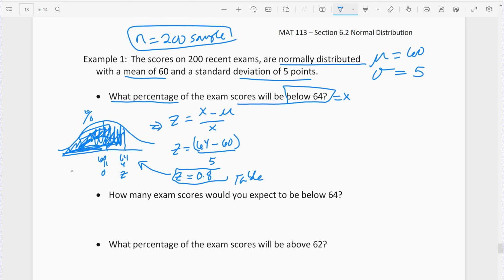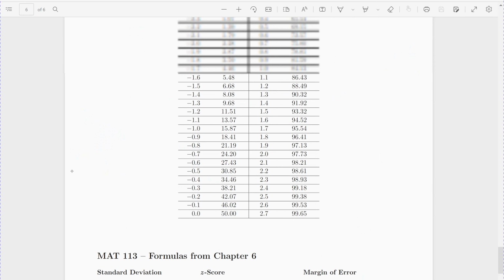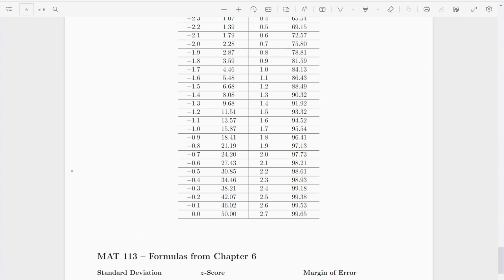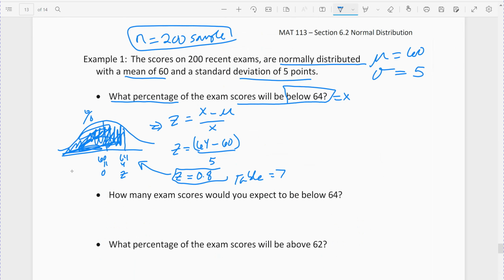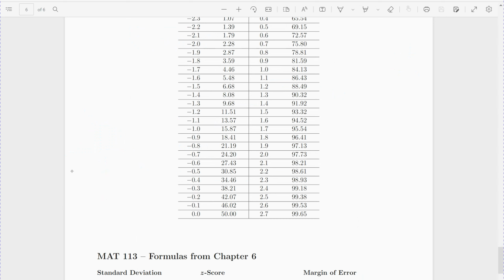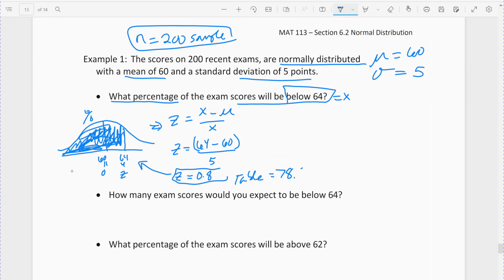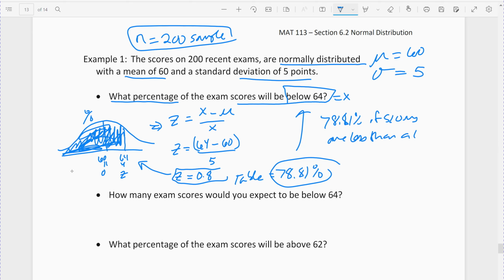And this time it's exactly what the table value is, because the table gives me the percent less than it, which is what we're looking for. We want the percent below, so we're looking up the table value less than it. So I go to my table and I look up 0.8. I think I said 76. Is that right? 78.81, if I can read correctly. 78.81 is the table value, which is the answer. So 78.81% of the scores are below a 64.